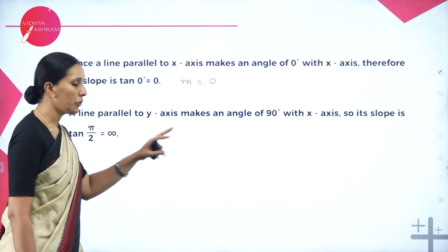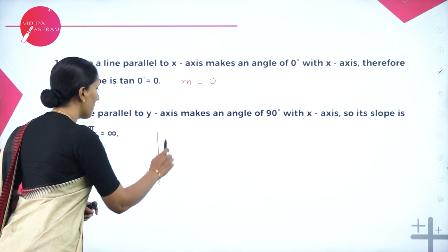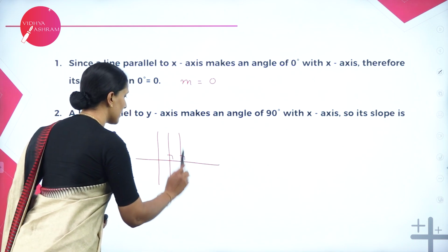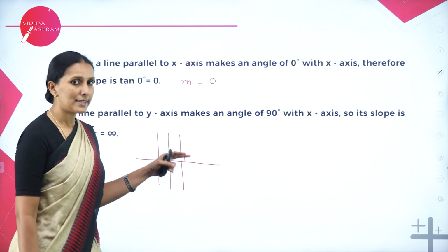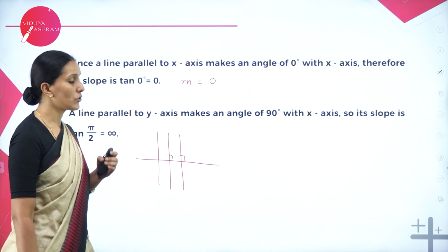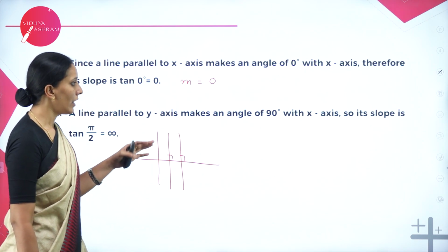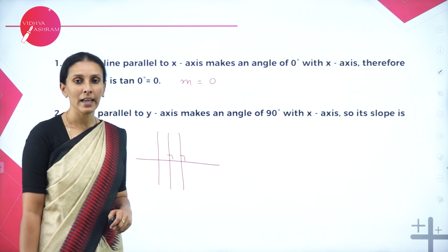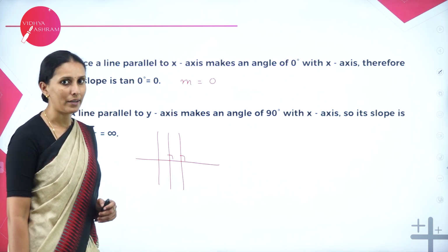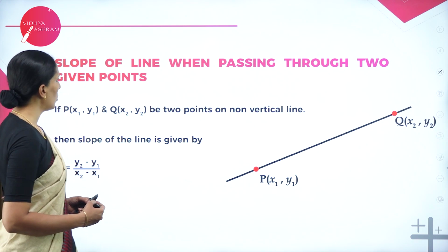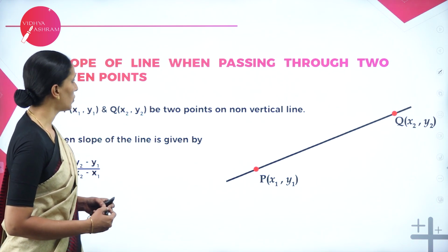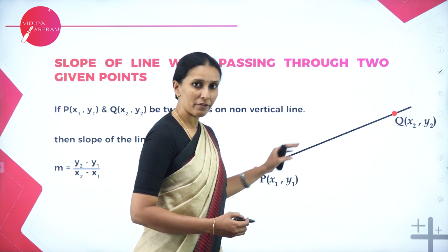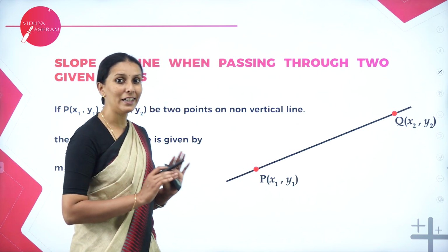Any line parallel to the y-axis is nothing but perpendicular to the x-axis. Therefore, in such a case, tan 90 is not defined. So there the slope is equal to infinity, or we can say the slope is not defined. The next thing is the slope of the line when passing through two given points. When 2 points are given for a line, it is completely defined.